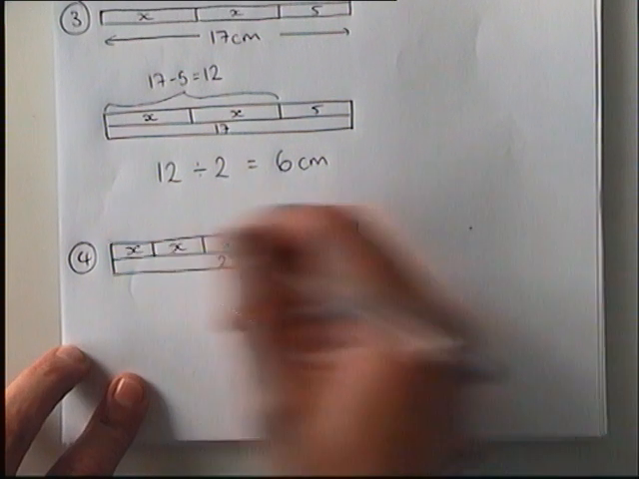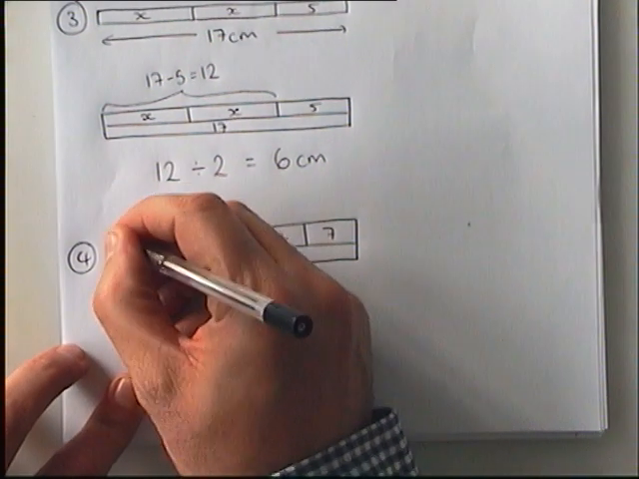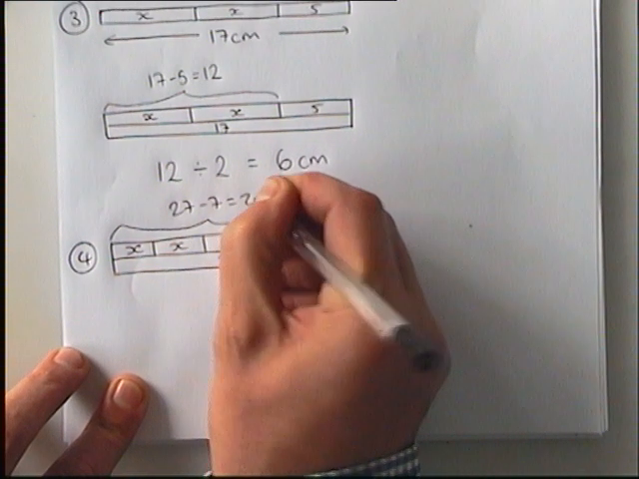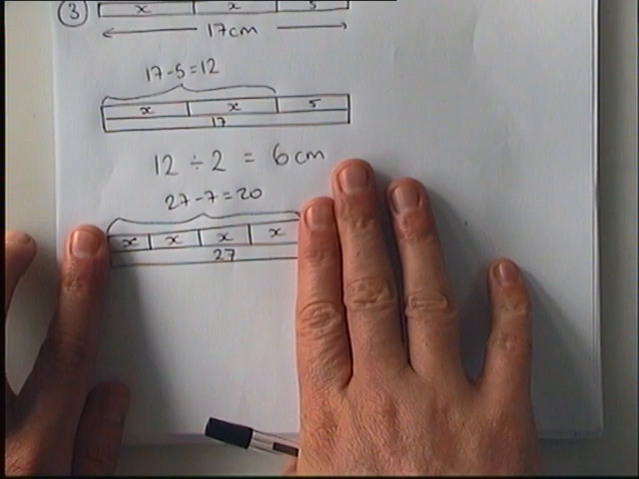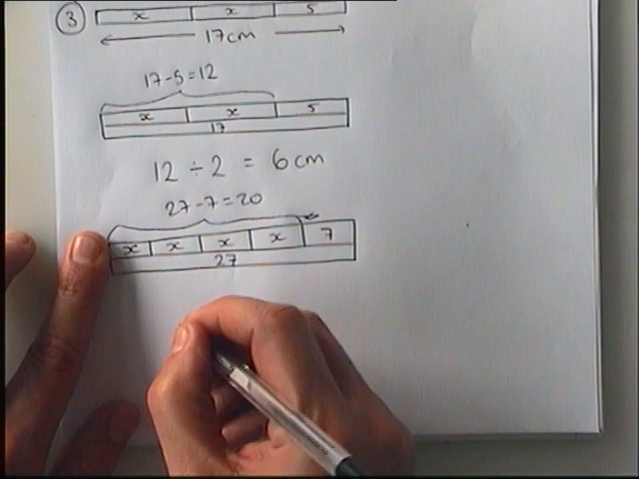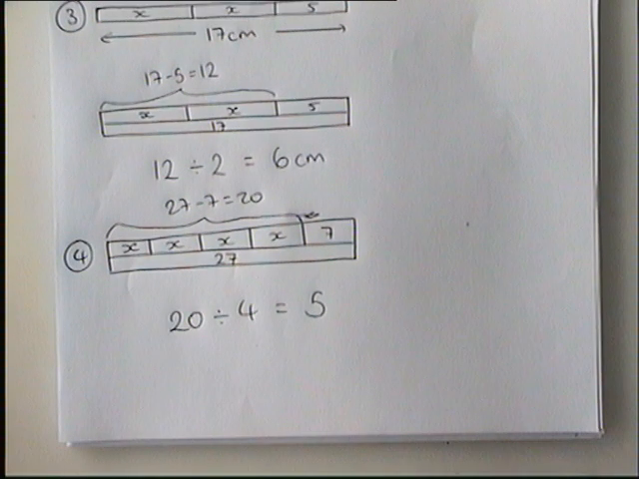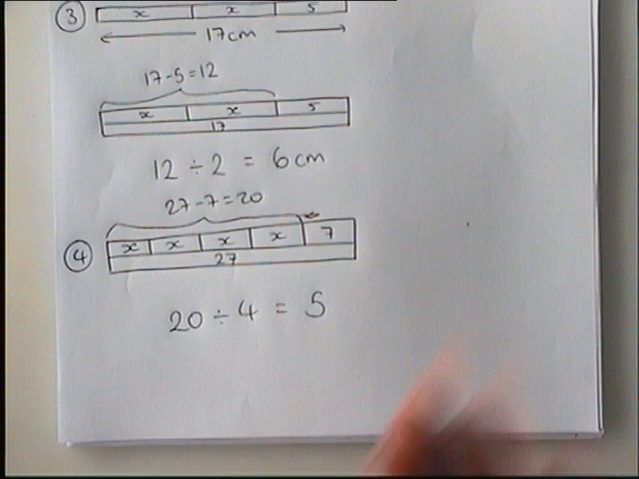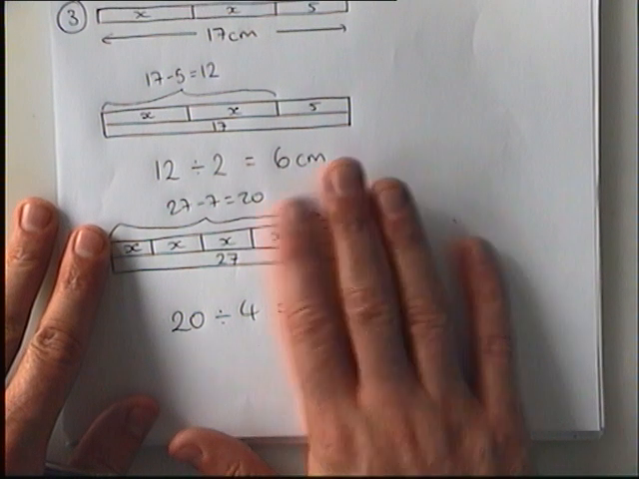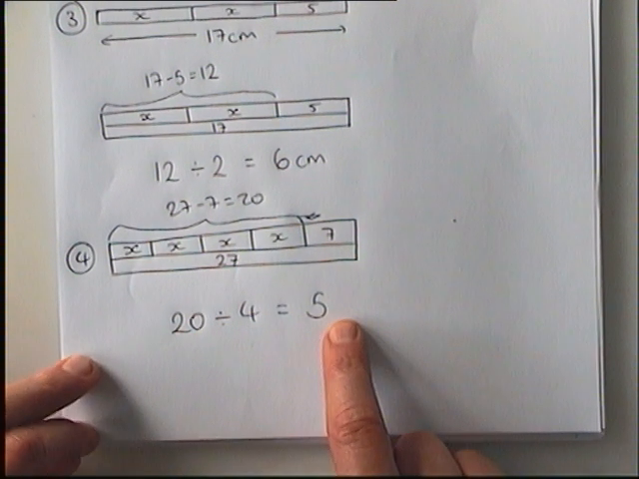Here is another problem. It says 4 of these x's plus a 7 makes 27. So 4 x's and a 7 in total has a length of 27. Let's do what we did before. Let's take off that 7 from the end, removing 7 from the total length. You end up with 20. In other words, the length of these four x's is 20. How do I work out the value of one of those x's? 20 divided by 4, which makes 5.